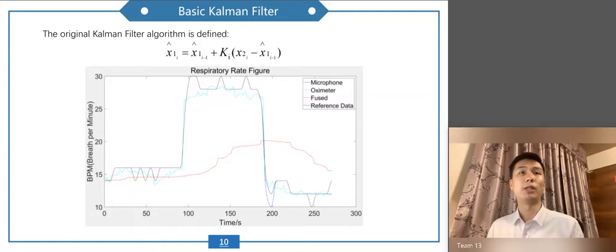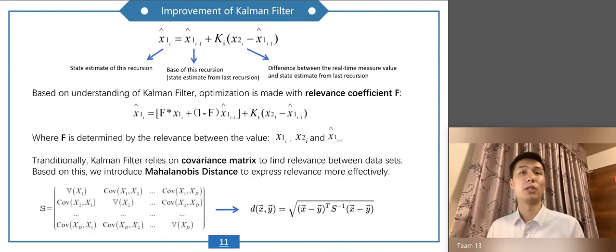Since for our project, there is no mathematical relation between x1 and x2 to build up the state equations. Therefore, we have to make some improvement here. We optimize the Kalman filter recursive algorithm with relevance coefficient f as in the following equations, where f is determined by the relevance between the real-time data x1, x2, and the state estimate of x1.